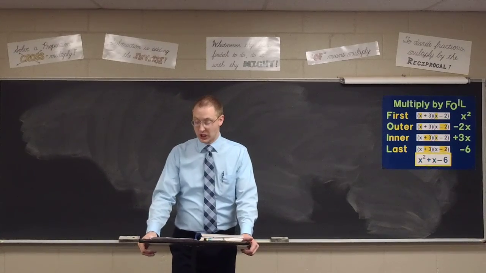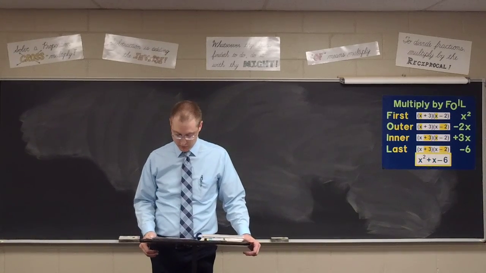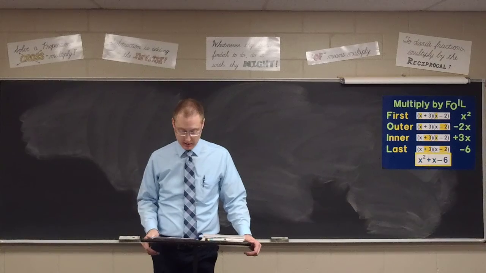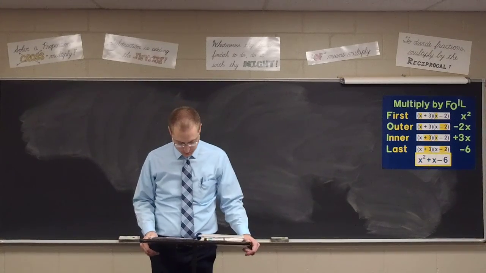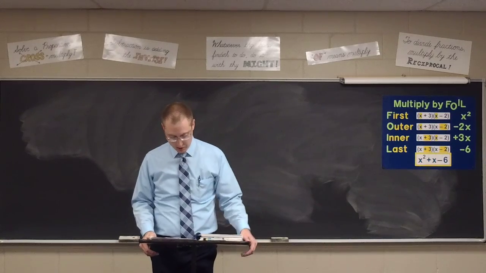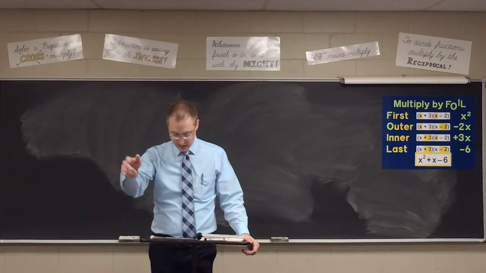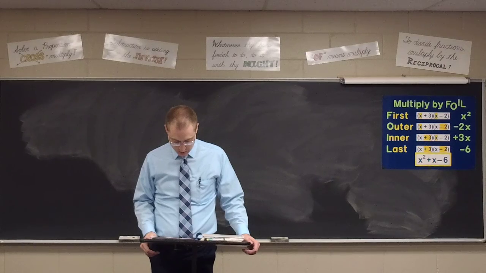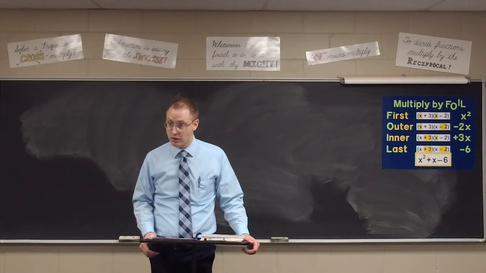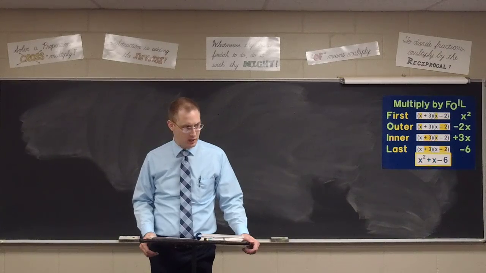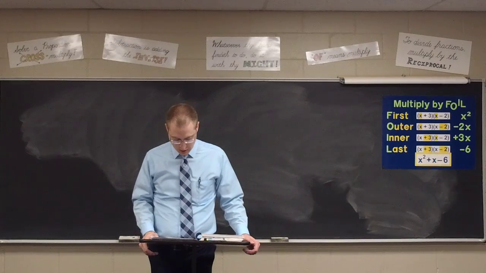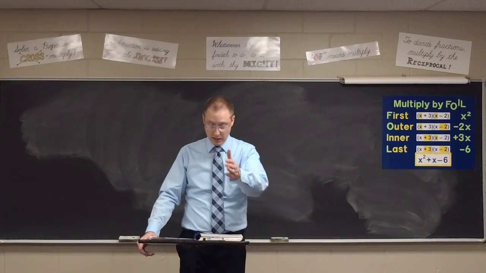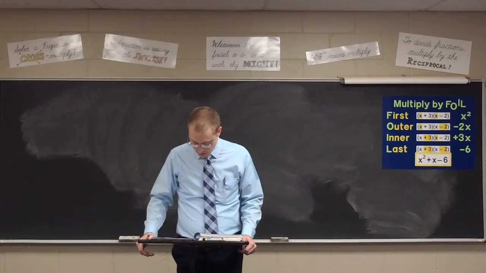Maddie, number 5, what's the last? Positive 15. Number 6, what's the last, Brecken? Negative 3b squared. Number 7, Gavin. Negative 35. Good. Number 8, Noah. Good. Number 9, Maddie. I'm sorry, number 8 was negative 24. Isn't that what he just said? Yeah. Number 9? Negative 6y squared. And then number 10, Brecken? Negative 6b squared.